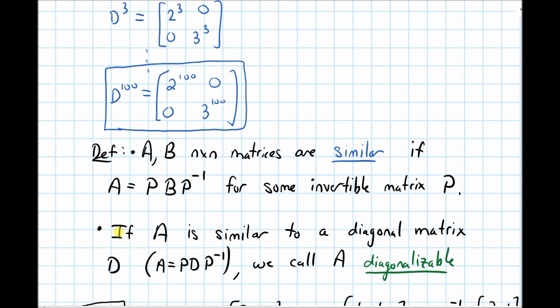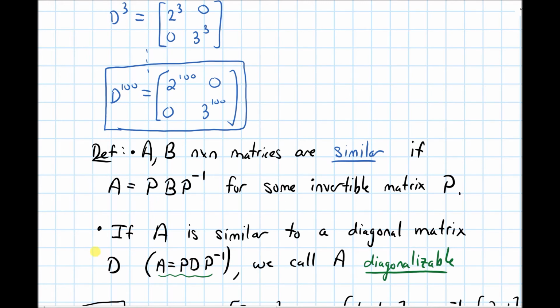So in this special case that A is similar to a diagonal matrix D, so what that would look like is if A equaled P times D times P inverse, then we call the matrix A diagonalizable. So a diagonalizable matrix is a matrix that can be written in this way, P times D times P inverse, where P is some invertible matrix.